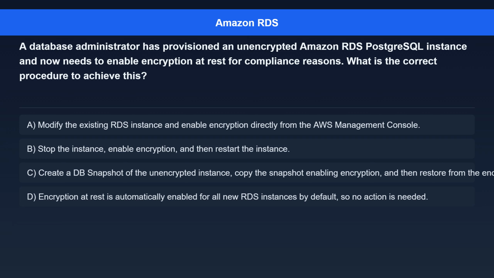Question 2. A database administrator has provisioned an unencrypted Amazon RDS PostgreSQL instance and now needs to enable encryption at rest for compliance reasons. What is the correct procedure to achieve this?